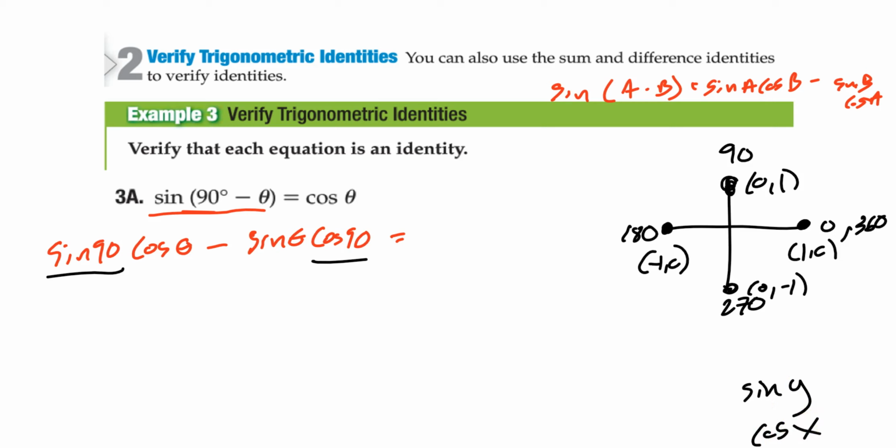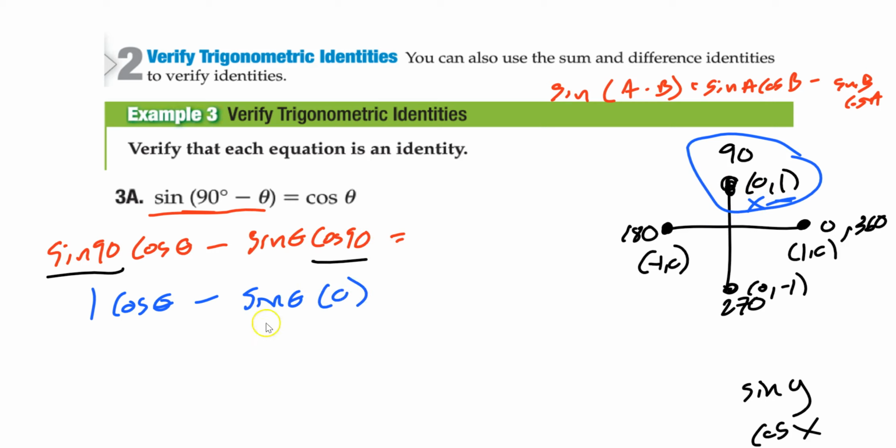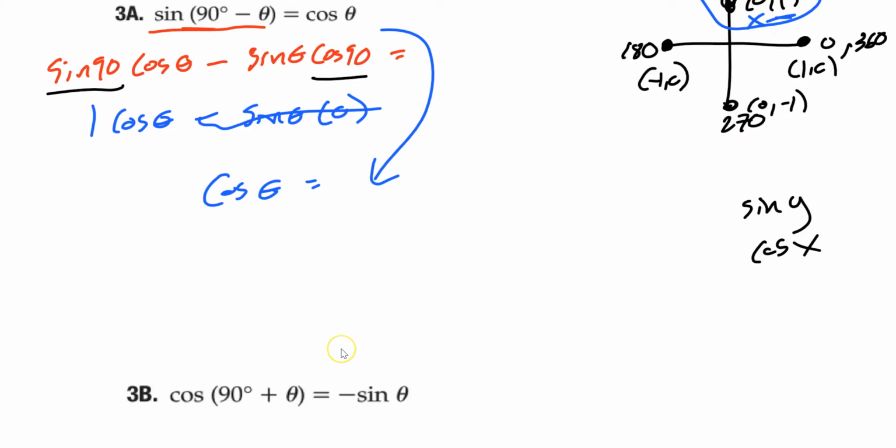So in this case, all we have to do is simplify this. Sine of 90, well here's 90. Sine's the y value, so this is going to be 1 times cosine theta minus sine. Cosine 90, cosine's the x value, so this is going to be sine theta times 0. 0 times anything is 0, so this just goes away. I get cosine theta, and they match. A lot more straightforward. You just use the formula. Hey, they match.